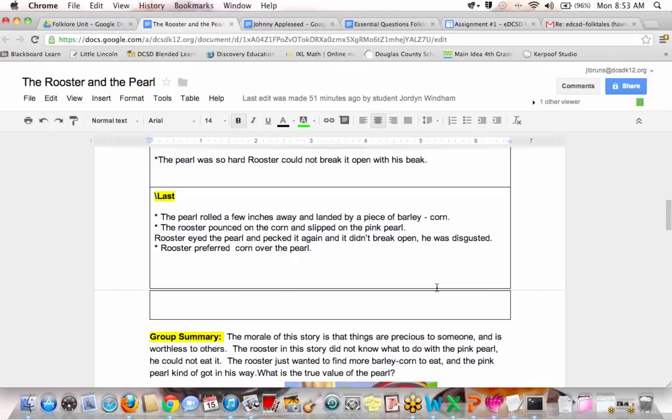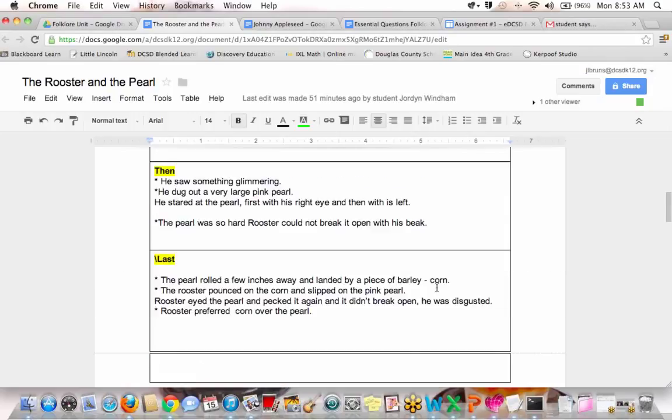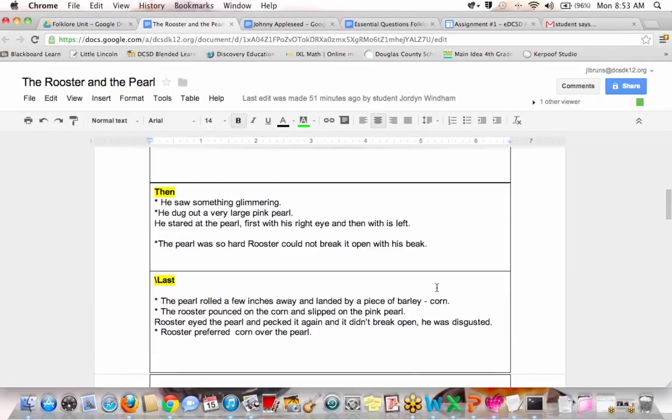That basically this rooster, he was presented with a beautiful, glimmering pink pearl, but he learned in the long run that pearl wasn't going to help him out much. Having the riches and gold and that kind of stuff isn't going to help him out.